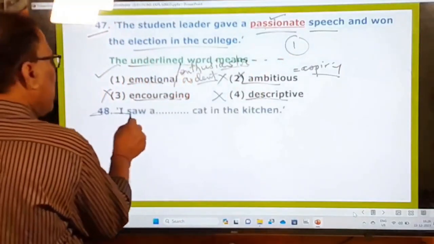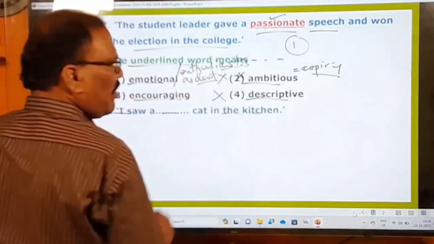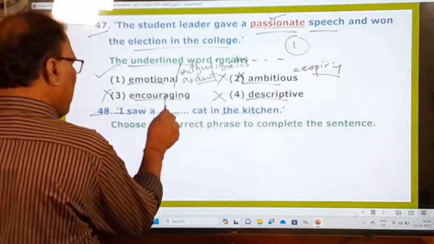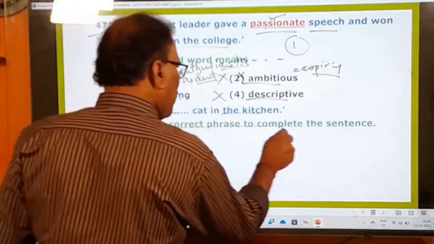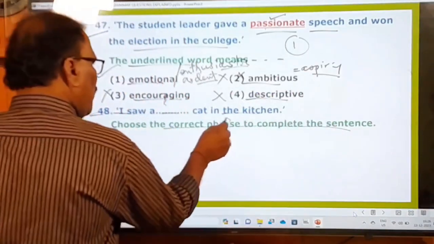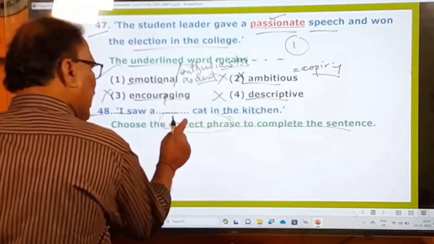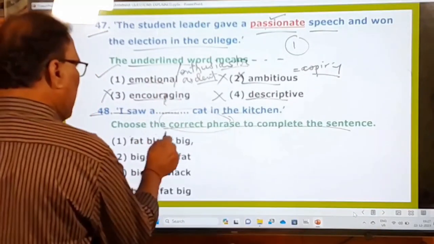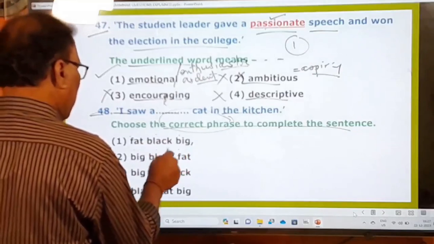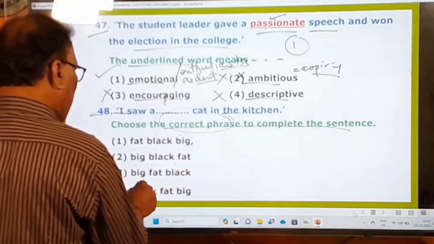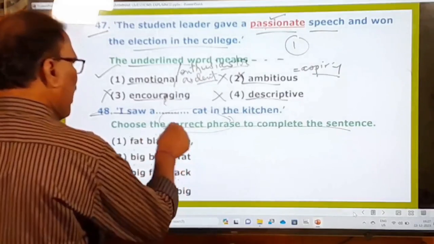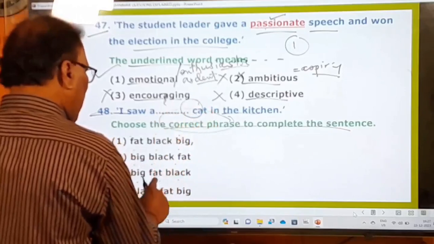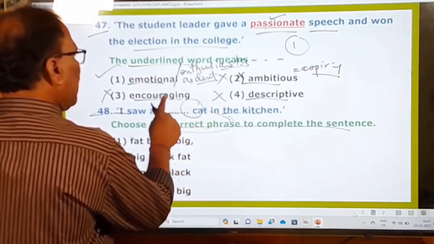The 48th one is there. I saw a dash cat in the kitchen. What is the examiner asking you to do? Here a blank is given, and choose the correct phrase to complete the sentence. He is asking you to fill in the blank with a correct phrase. Let us see the options given here. Fat, black, big. Big, black, fat. Big, fat, black. Black, fat, big. So these are all the adjectives describing this cat. And what must be the right one in this blank?